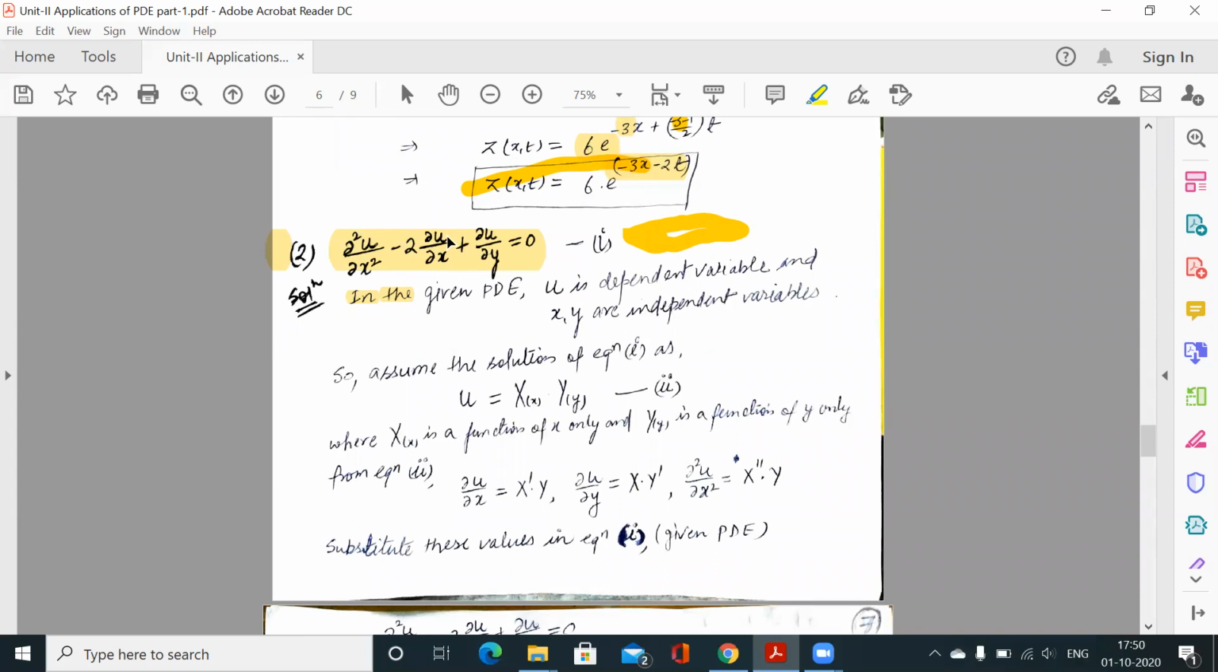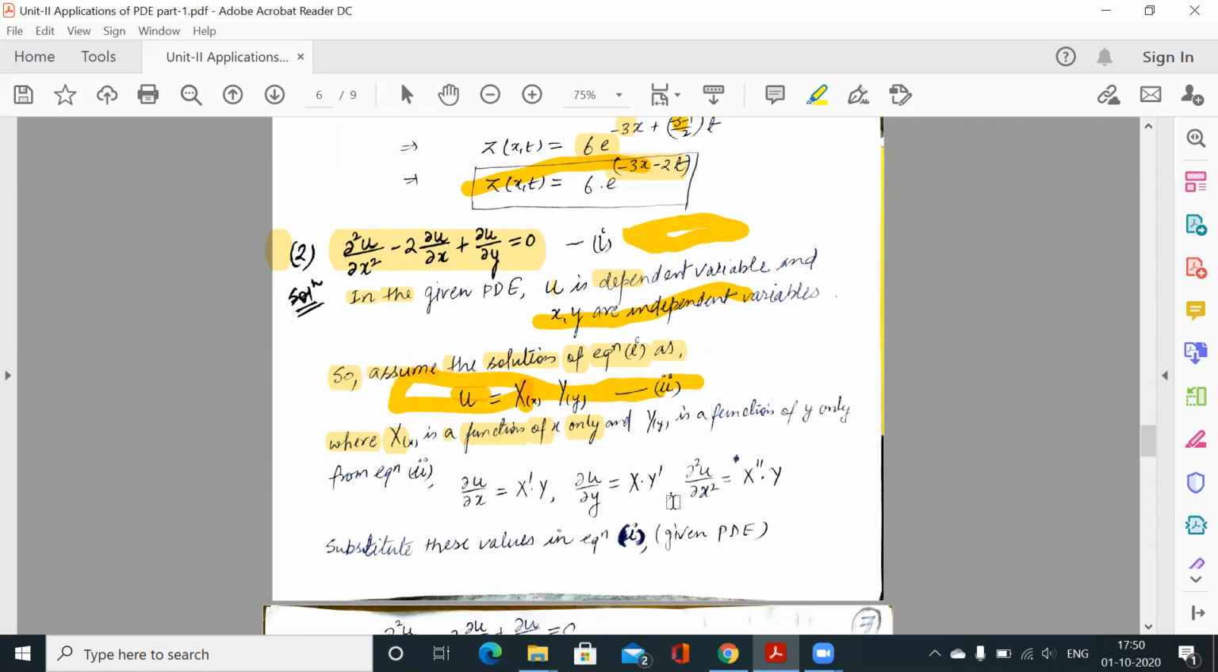So now observe how many independent variables there are. x and y. Here u is the dependent variable, and x and y are independent variables. So what is the solution? Our assumed solution is u, the dependent variable, equal to the product of two functions, one for x and one for y, because we have two independent variables x and y. So this is our assumed solution, capital X times capital Y.